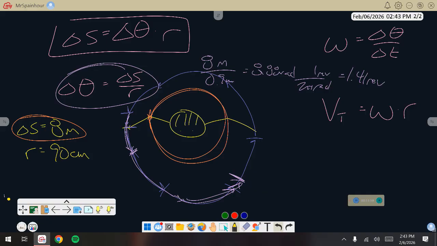6.28. So my circumference of my fingertips is something like 5.65 meters. Obviously, that's not nearly as far for the elbow.